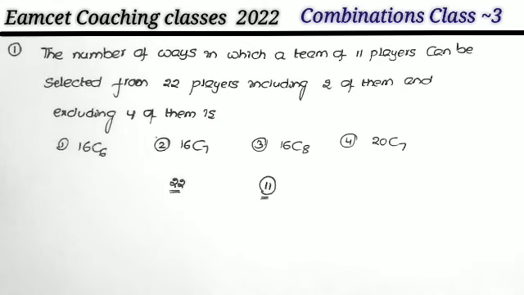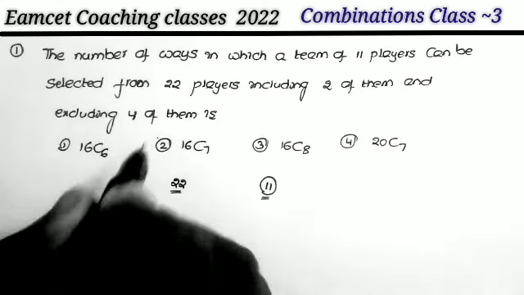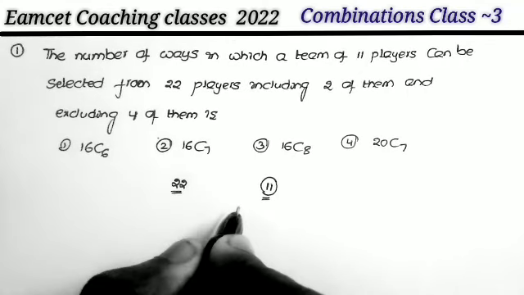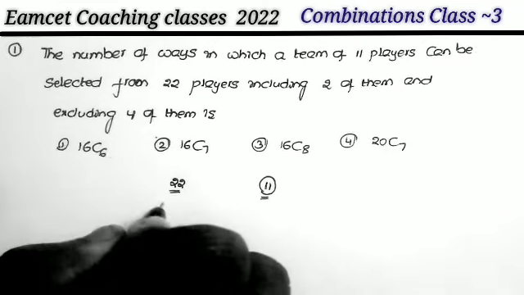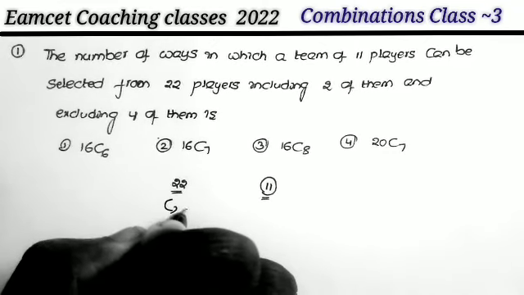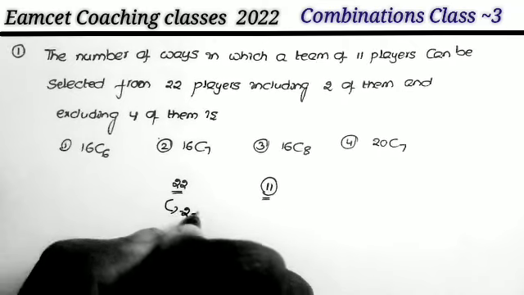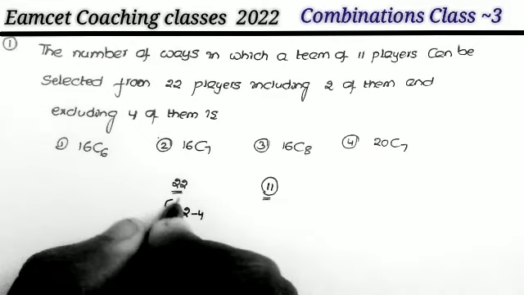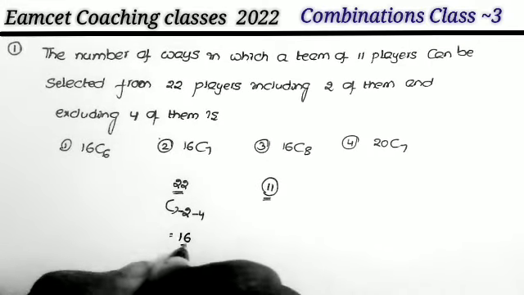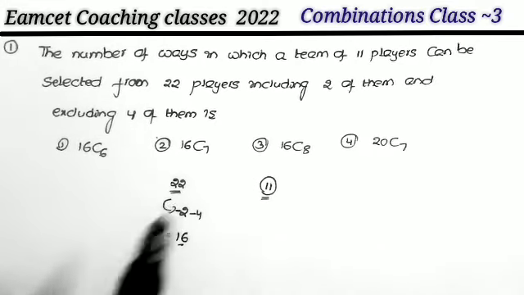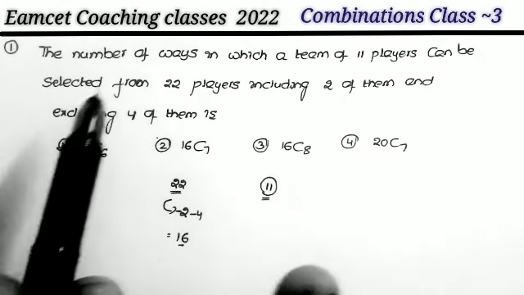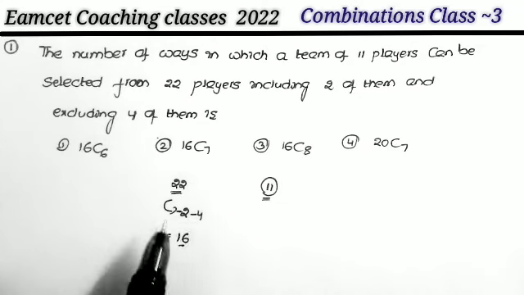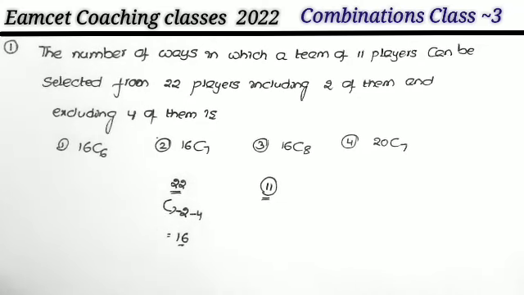What are the conditions given here? Including 2 of them and excluding 4 of them. 2 particular persons are compulsorily included and 4 persons are excluded. First I am subtracting: 22 minus 4 minus 2 is equal to 16. First we remove the 2 included persons and 4 excluded persons from the total number of players. 22 minus 4 minus 2 is equal to only 16.